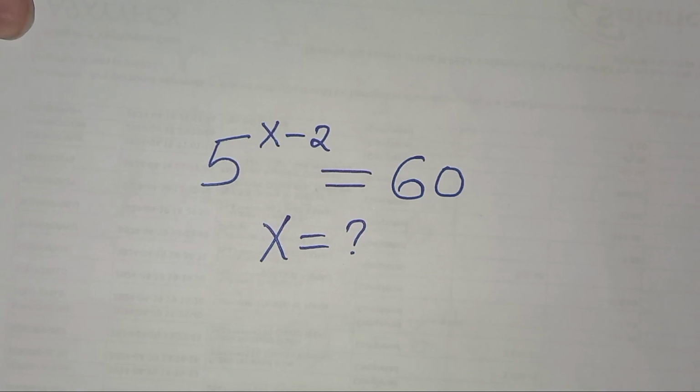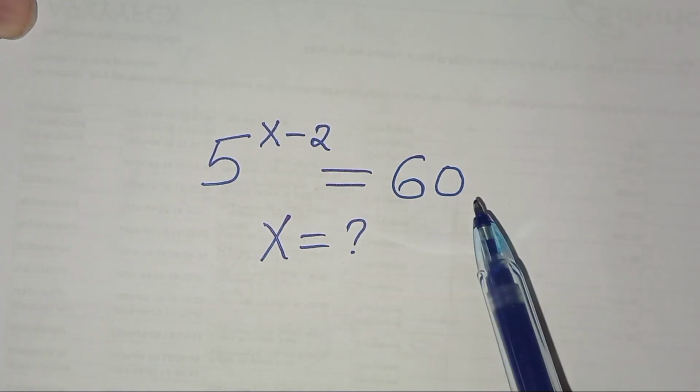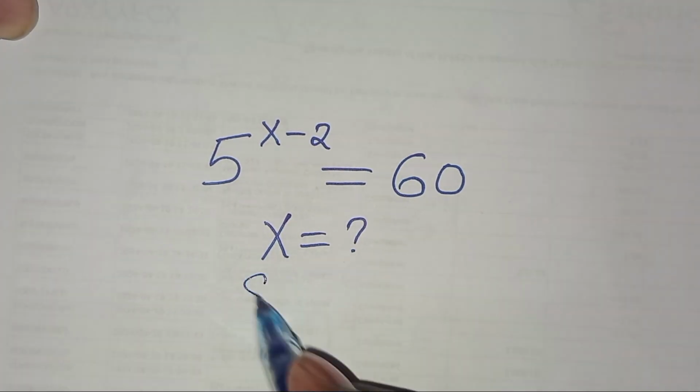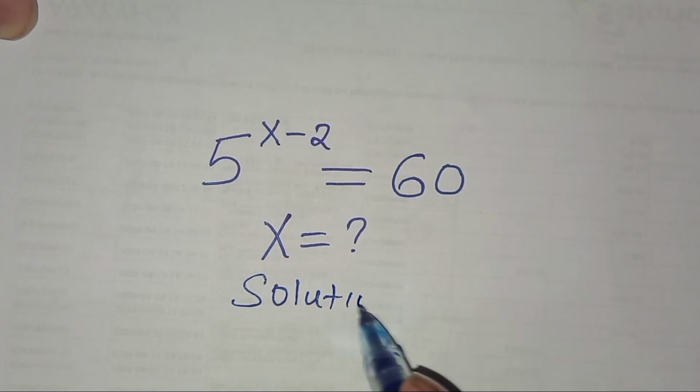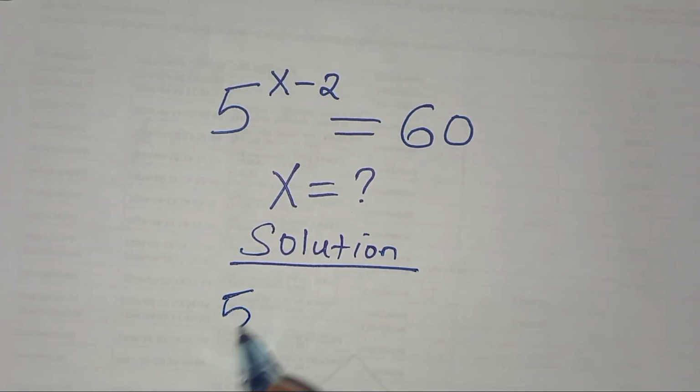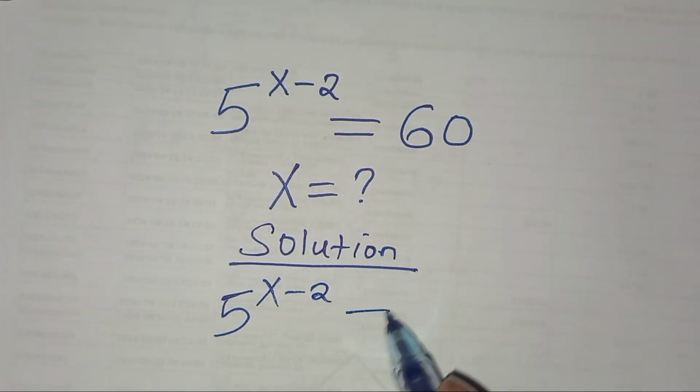You're welcome to solve this nice exponential equation, which is 5 to power x minus 2. This is equal to 60. So what is the value of x? Now solution from here, we have that 5 to power x minus 2, this is equal to 60.